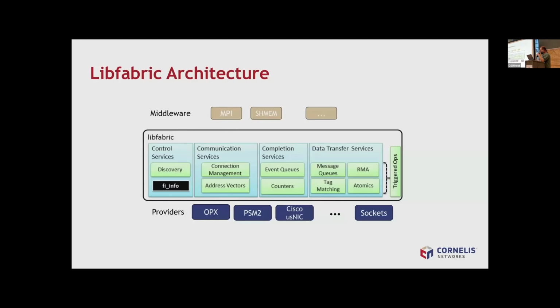So there's an OPX provider, which is our Omni-Path provider. Cisco has one. Amazon has one for the EFAs. There's a few others. There's actually a sockets provider as well, which makes development easy on your laptop.